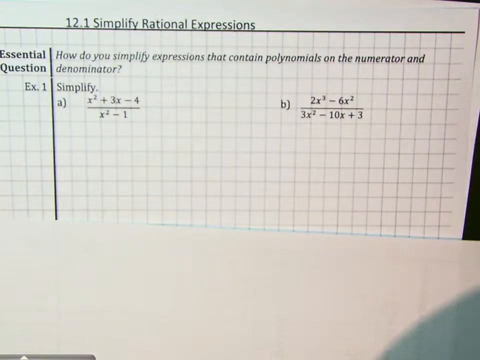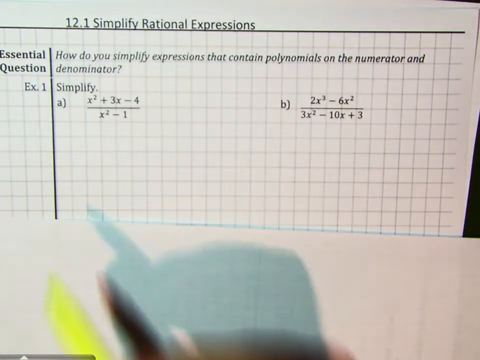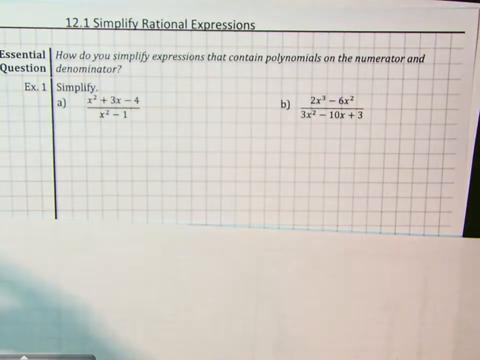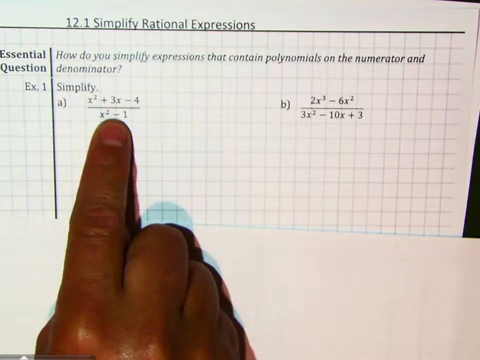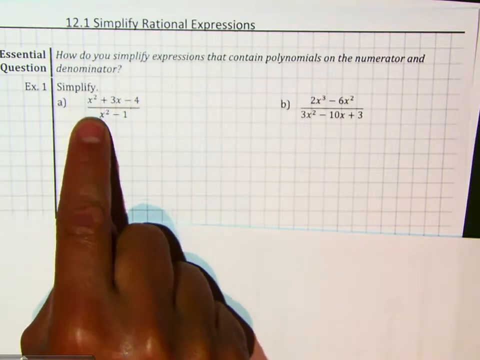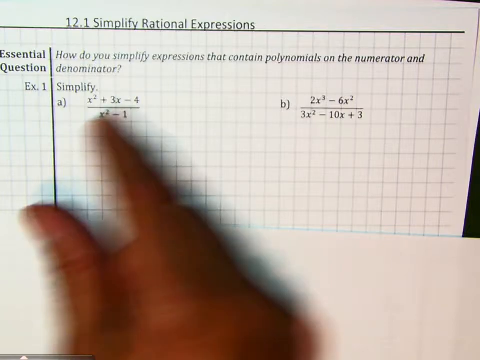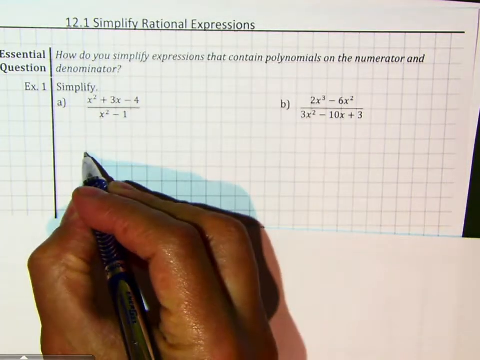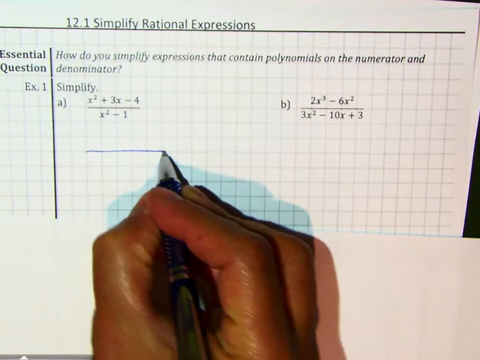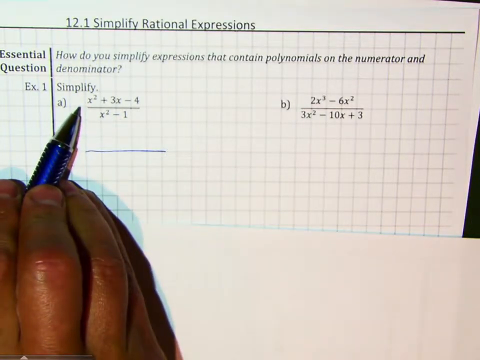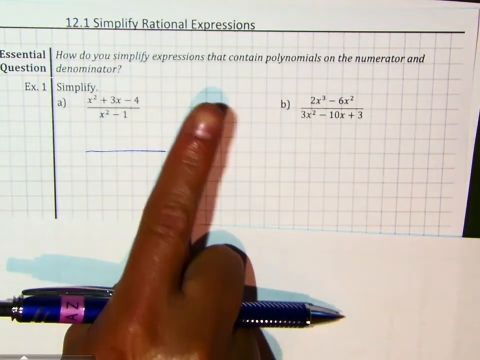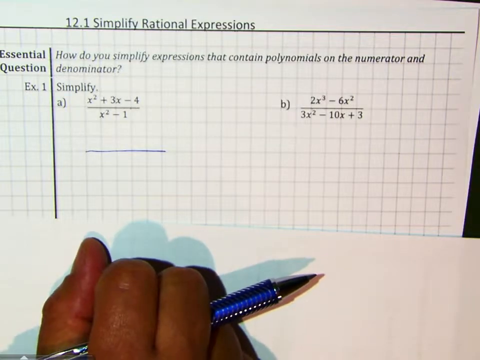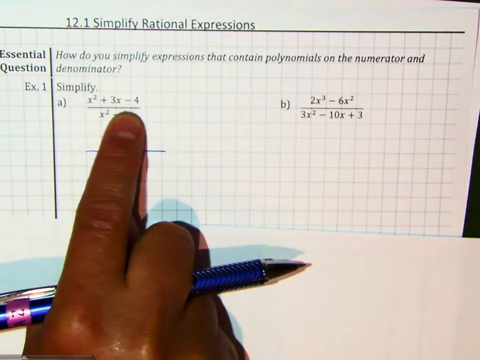Now, many of you will be tempted to cancel your x squares, but because of this plus and minus, you're not able to cancel your x squares. It's not a valid step. So what we're going to do instead is take the time to factor. Now, if you're not too sure how to factor, I'm going to place a link so you can review your factoring first. But in this case, we have a trinomial.